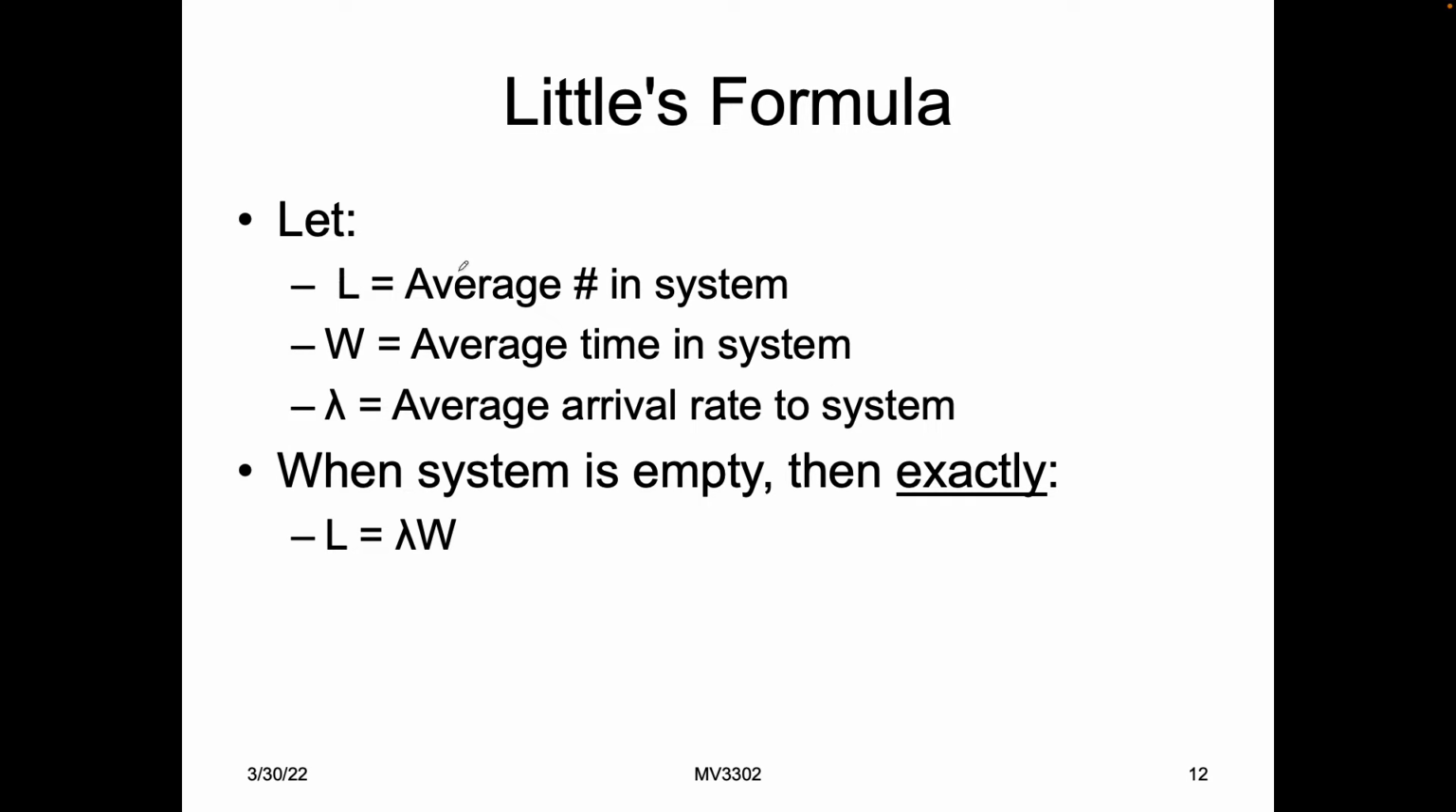We've seen two averages. We've seen the average number in the system, which is a time average. We've seen the average time in the system, which is a tally average. And there's a third average, which is the arrival rate to the system. Intuitively, if you hear the term arrival rate, you should have a pretty good intuition about that.